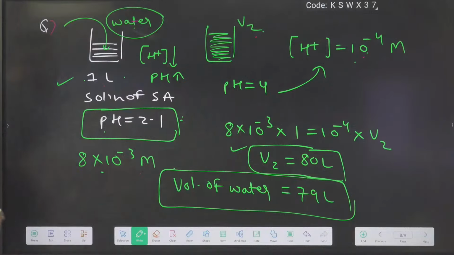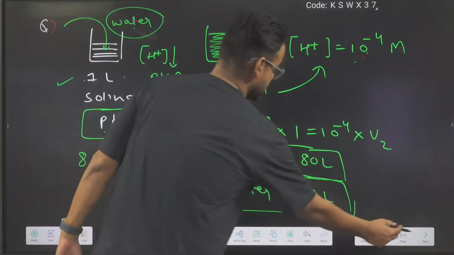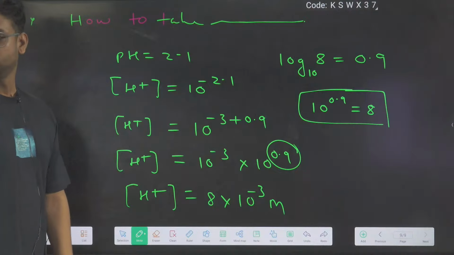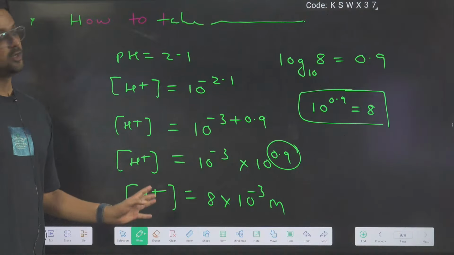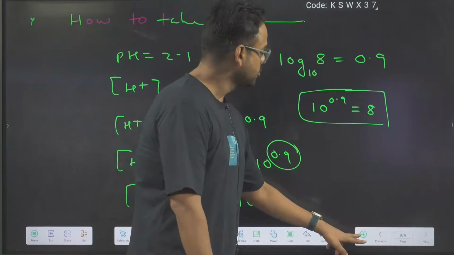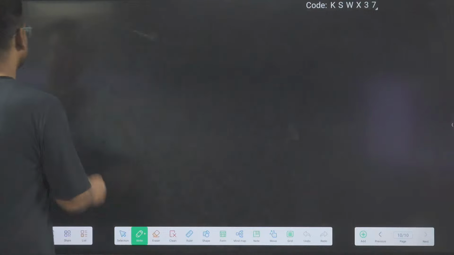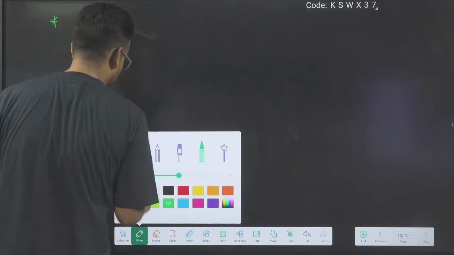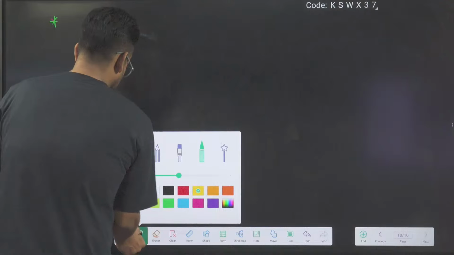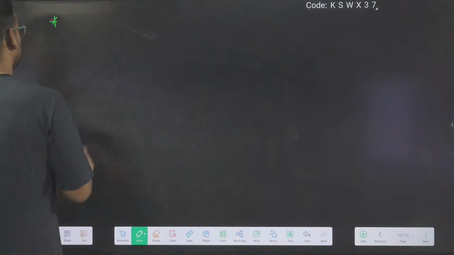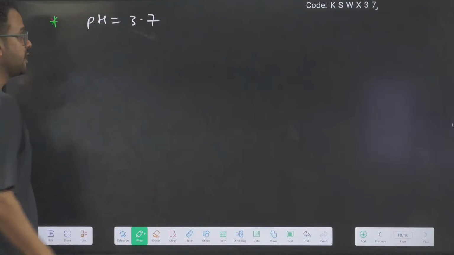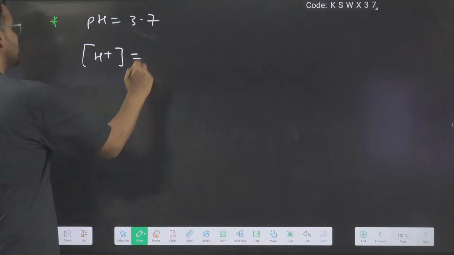Yes, excellent, very good. Do you want to do some more practice on anti-log, or did you understand this example? Have you understood this example, everyone? Some more practice on anti-log, or shall we move on to monoprotic acid? Okay, do 2 more questions on anti-log. This might be a little bit new for you. Chalo, pH is 3.7. Do it fast.